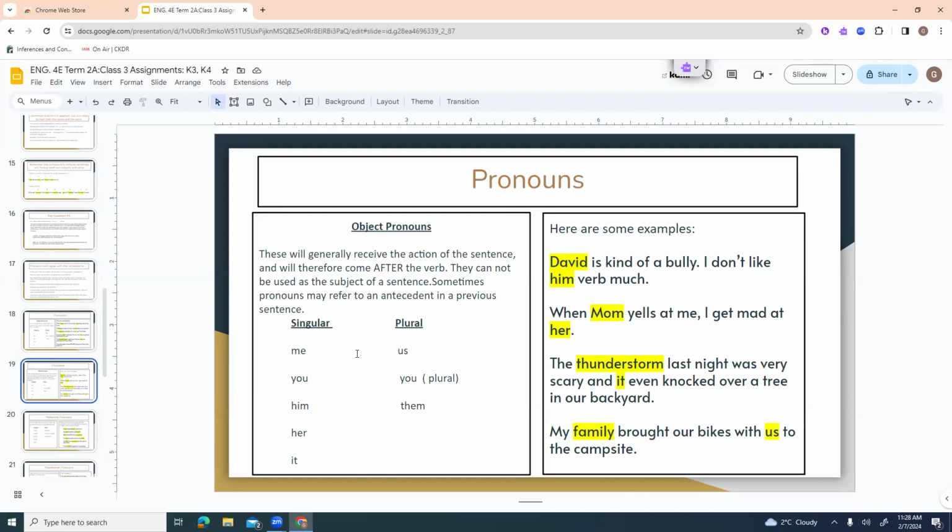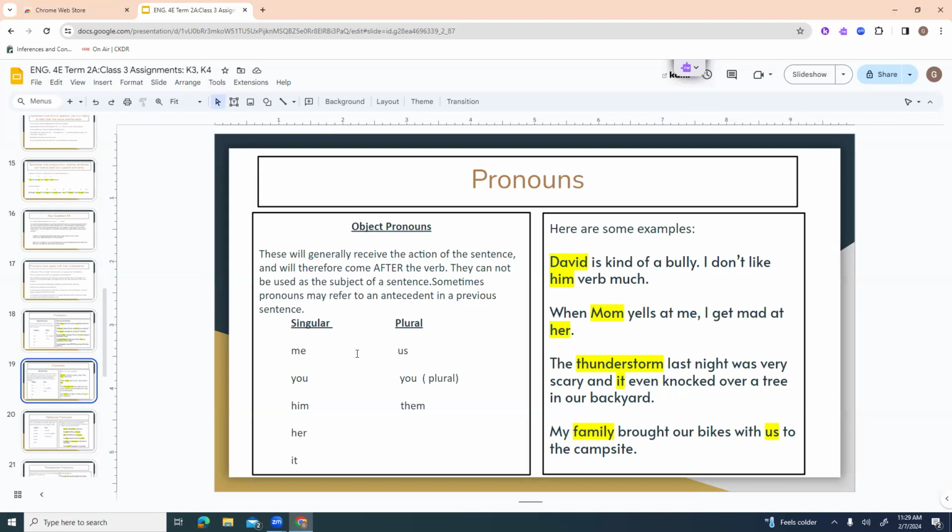These are the object pronouns. So these are not going to come before the verb. You won't see these at the beginning of a sentence. They're going to come after the verb, not necessarily right after, but after. They're receiving the action. And again, there's a singular and there's a plural. Singular is me, you, him, her, and it. Plural is us, you as plural, and them. And again, there's not really a plural form of it. We just use the word them.